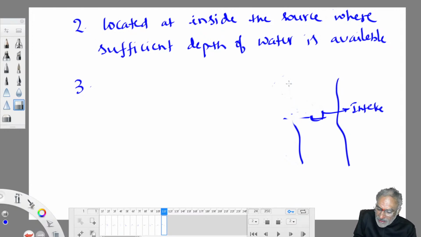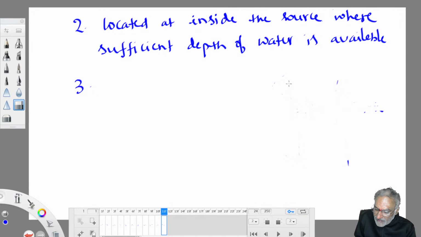And the third point is we should not locate it where the river is taking so many turns. Right? A turning river portion is called a meandering portion, a meandering river. So we should avoid that. We should locate it where a straight stretch of the river is there. It should not be located in the meandering portions of a source. That is also an important point.